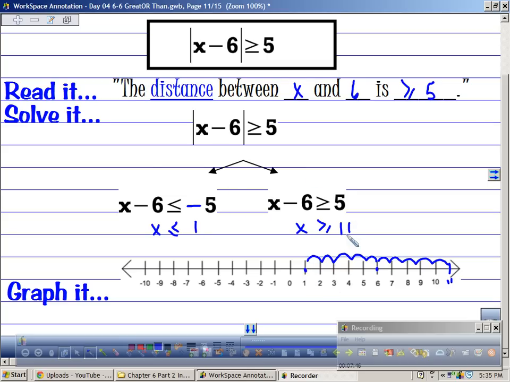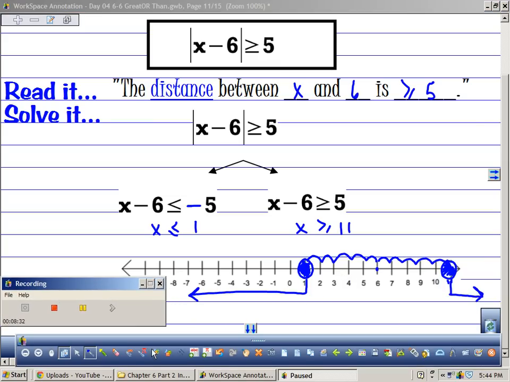So I have 1 and I have 11. But this is saying x is less than or equal to 1. So that means, and I'm going to shade it in because it says or equal to, that would mean I'm going in this direction. And if I were to say, but x has to be greater than or equal to 11, that would be, once again shaded in, and in this direction.